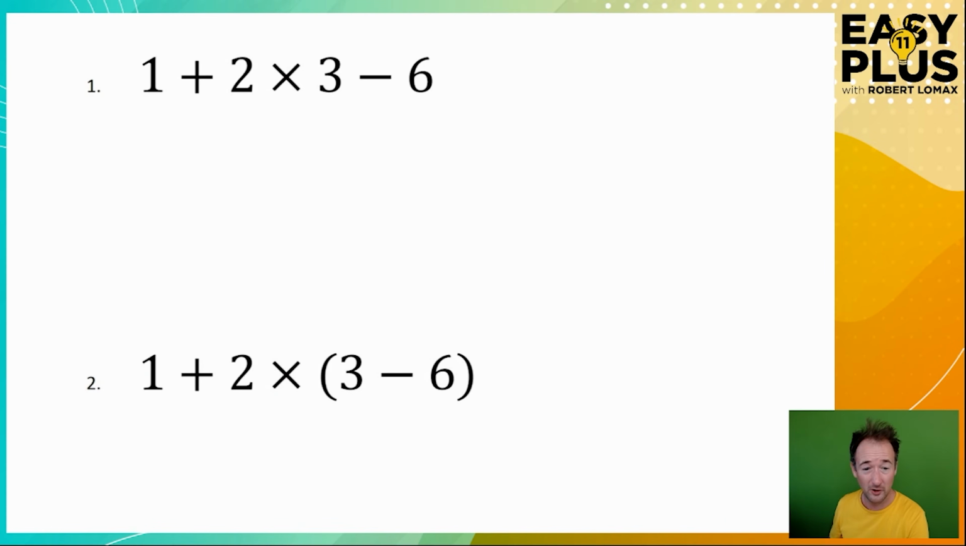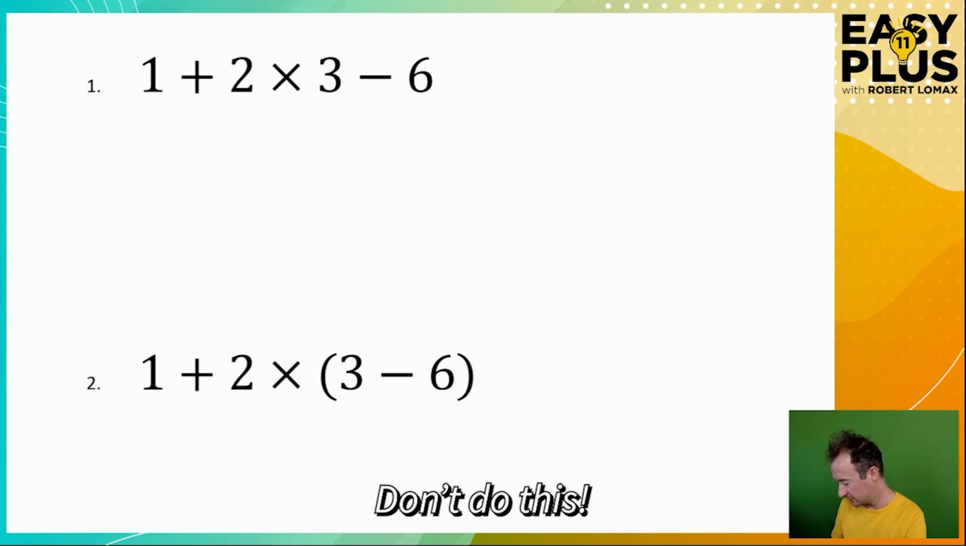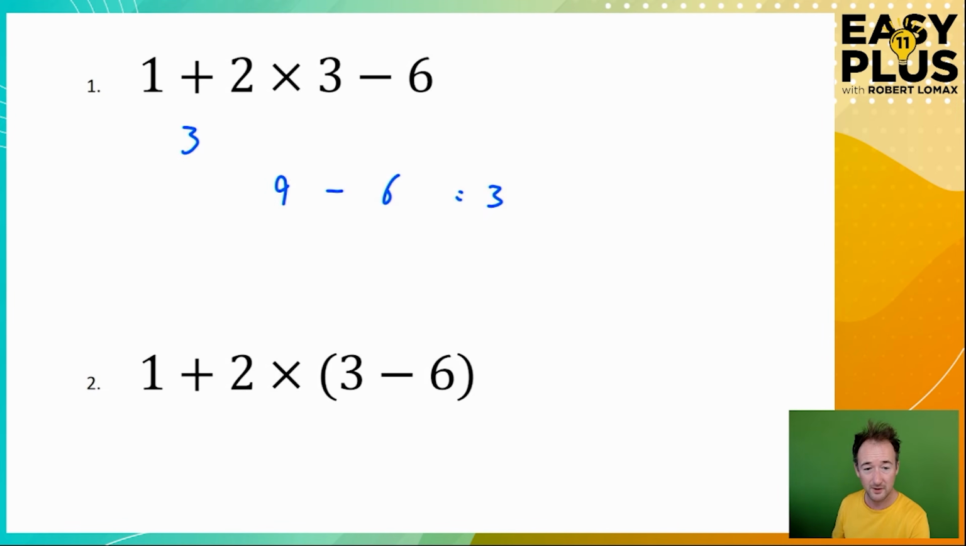So some people who don't know about BIDMAS would start this by doing 1 plus 2 is 3, times 3 is 9, and 9 minus 6 equals 3. But of course you know that that's wrong. We have to think about our BIDMAS.